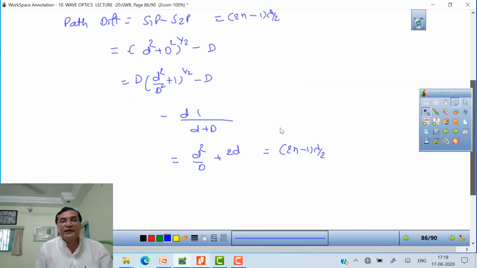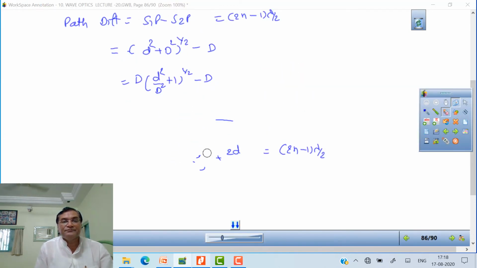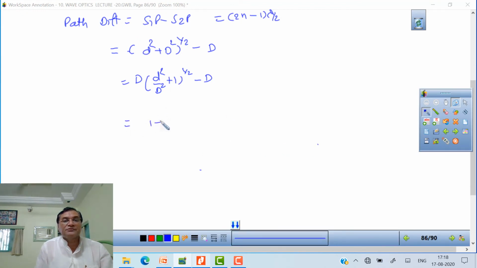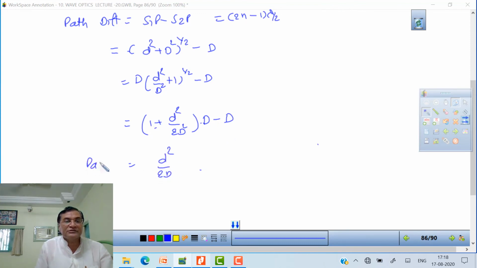You can write that this becomes 1 plus d square upon 2D square multiplied by D minus D. So this D will cancel out. So I will get finally d square upon 2D. This is the path difference. And for destructive interference, we have 2n minus 1 lambda by 2. So n is equal to 1.